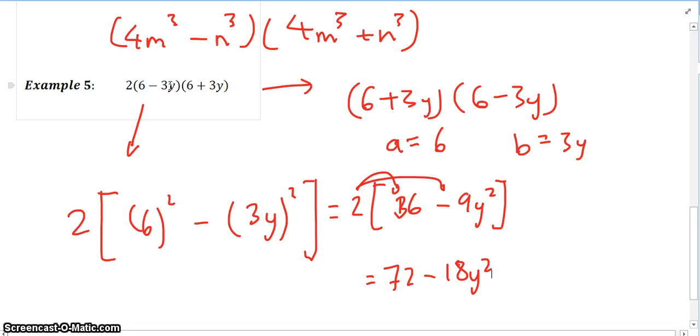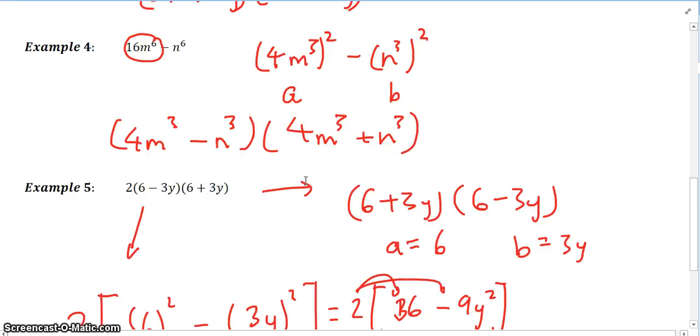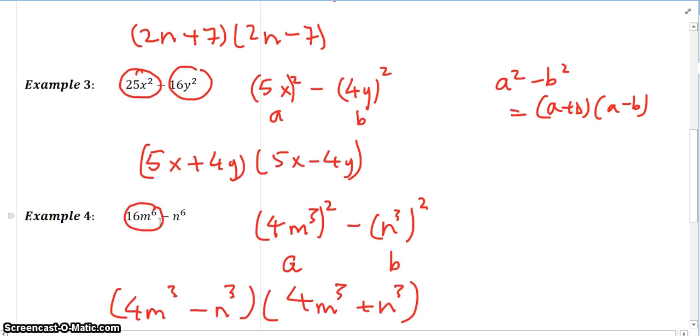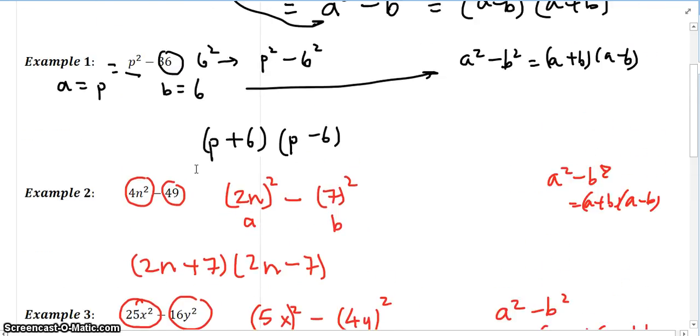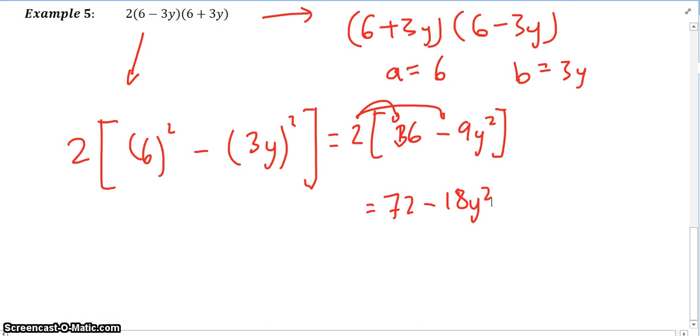So the key thing you need to remember here is that the a value is always the one that doesn't have the sign change. So you can see the 6 doesn't have the sign change, but the plus 3y does. In all these other ones you can see the minus, the one that has the sign change, is in fact the b term. The b term, and yep. See you next video.